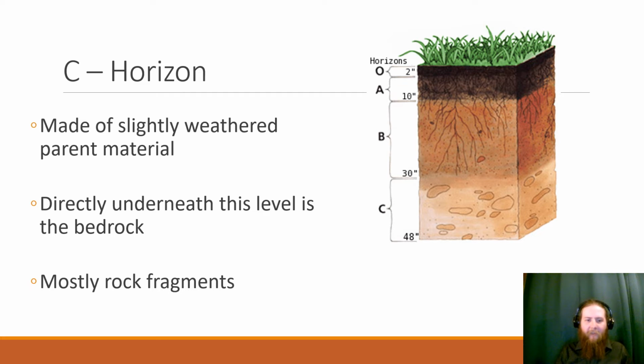In the C horizon, we are down deeper now, and it's made of slightly weathered parent materials. We've got some rocks in there, some bigger chunks. This is directly above the bedrock, so directly underneath this level is the bedrock. This is the lowest level that still has some soil in it, but it is mostly rock fragments at this point in time.